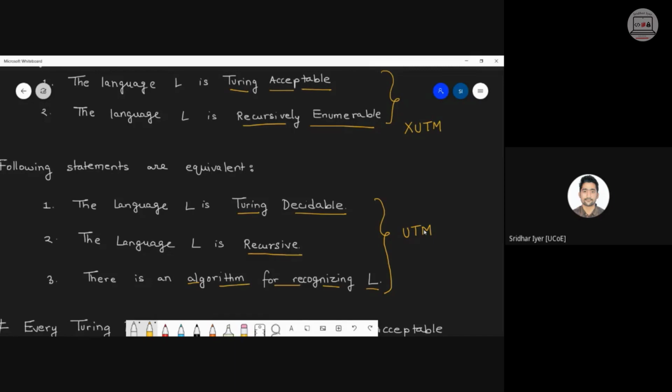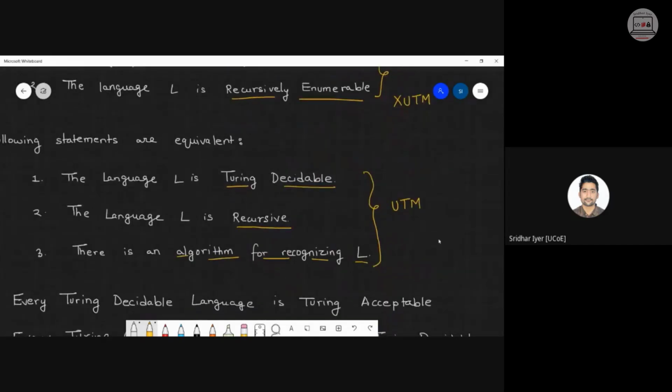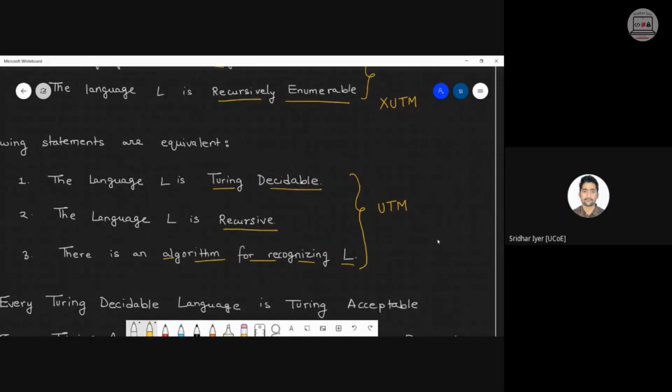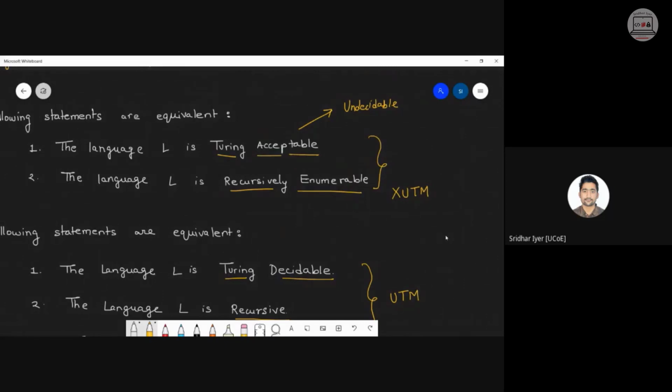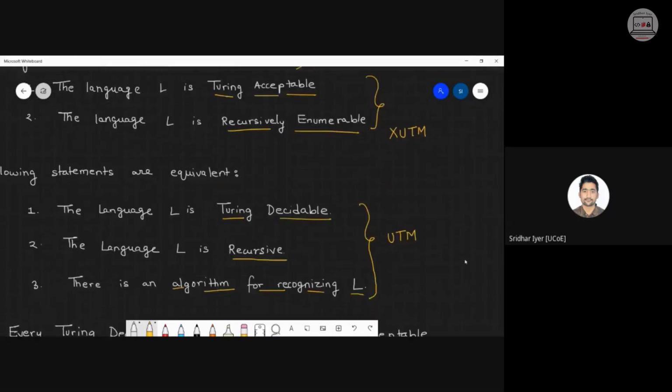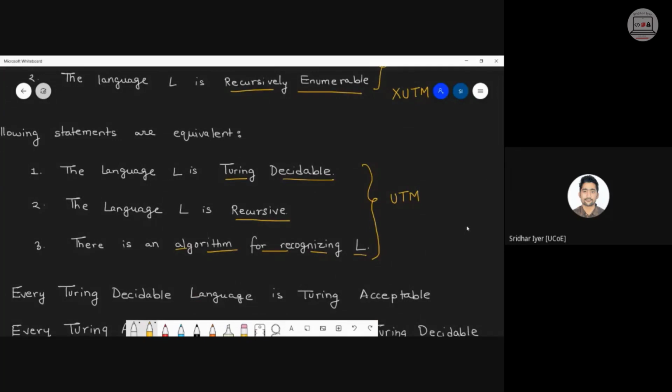Is this concept clear? Basically, Turing acceptable is nothing but the inputs will be accepted by the Turing machine, but we may go into a loop forever in the case of Turing acceptable machines. But in the case of Turing decidable, as the name suggests, we will definitely come to a state which will halt the Turing machine at some point of time after some finite amount of time. That is why we can create a universal Turing machine for a recursive language, whereas we can't create a universal Turing machine for a recursively enumerable language. Am I clear with this concept? Do let me know, please.